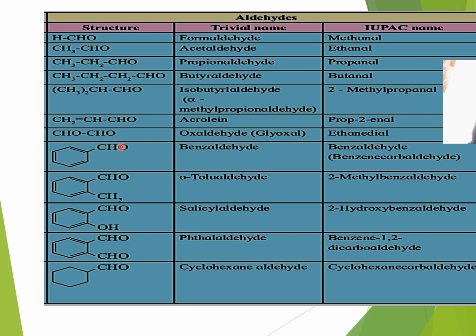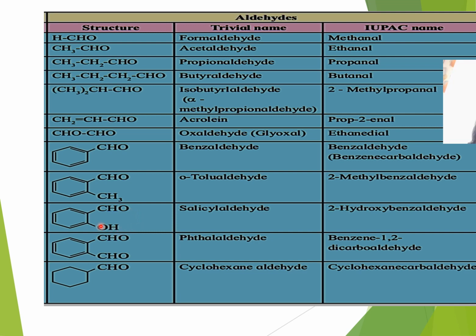Okay. Benzene with CHO directly attached to the benzene ring is benzaldehyde. The IUPAC name is also benzaldehyde, or benzenecarbaldehyde. Then benzene with CHO and CH3. On the ortho position, CH3 is attached, so it is ortho-tolualdehyde and it is 2-methylbenzaldehyde. Okay, on the second carbon a methyl group is present.